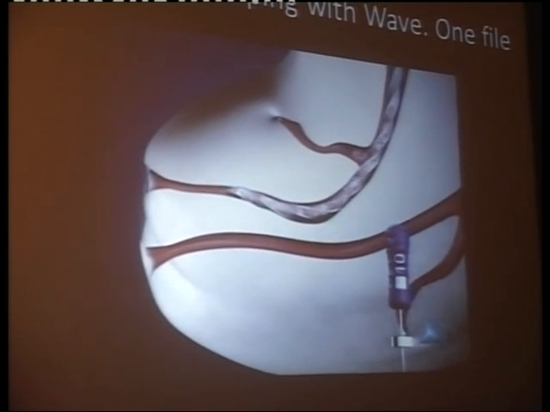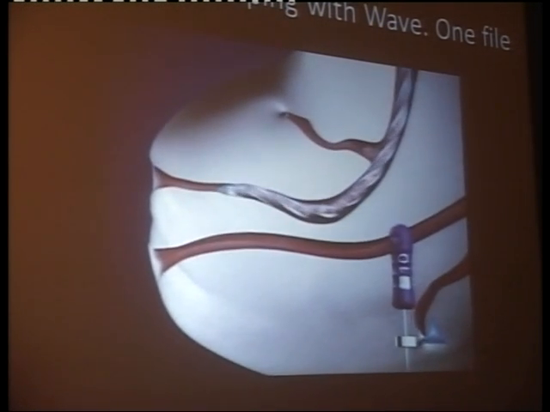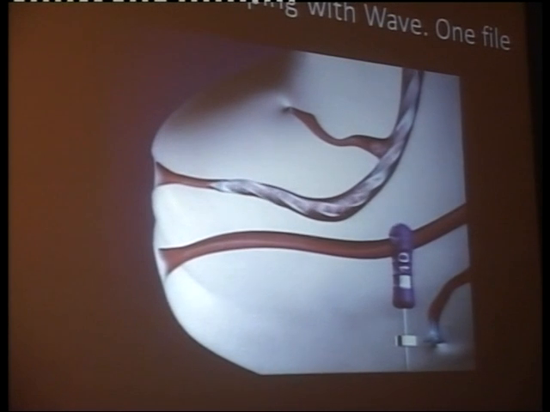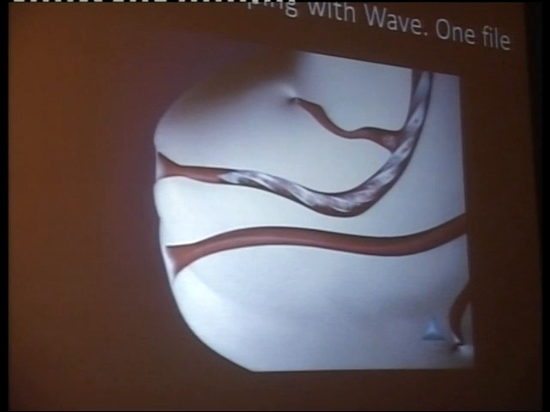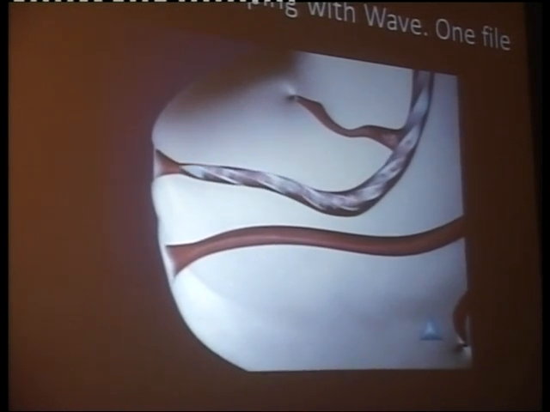Dentin engaging, that you see here, the dentin. And maintaining the original shape of the canal, they are maintaining the center of the canal also. You see, curvature is maintained here.